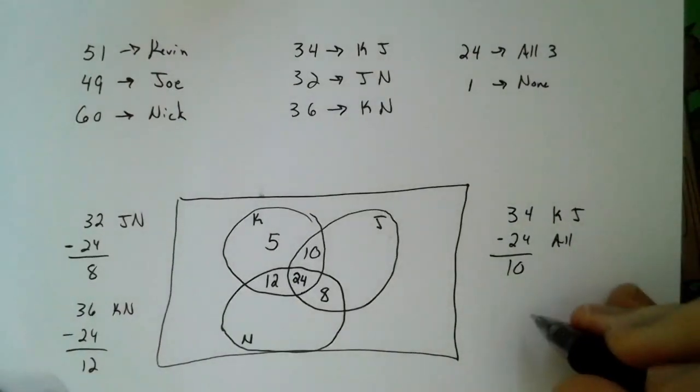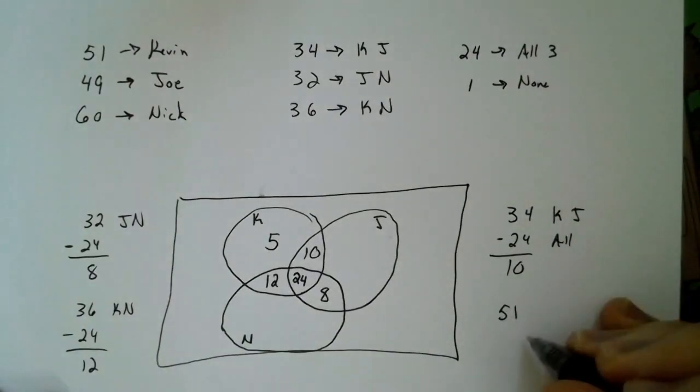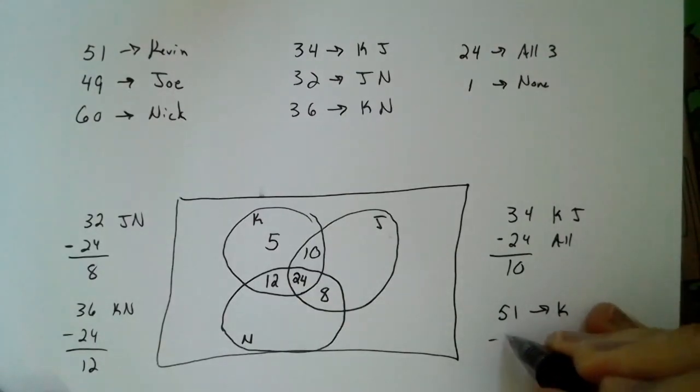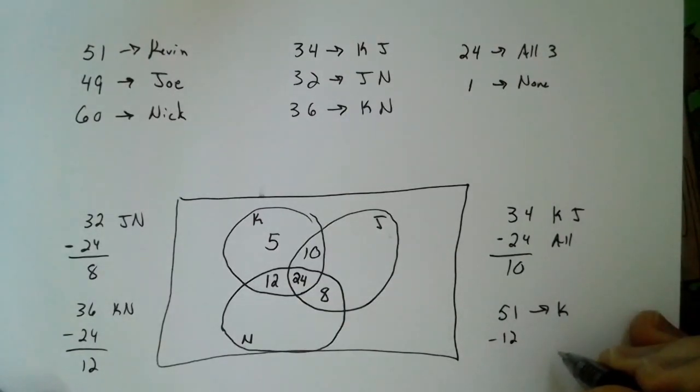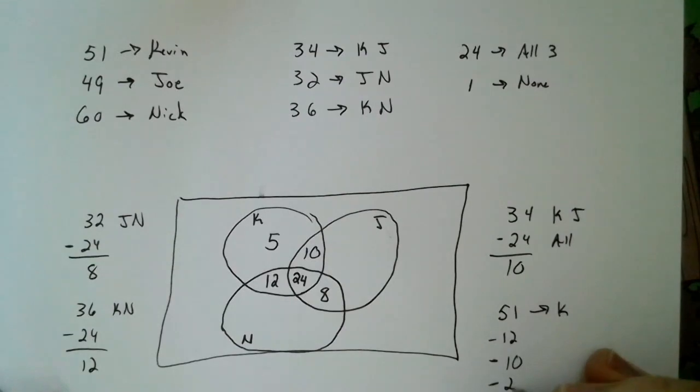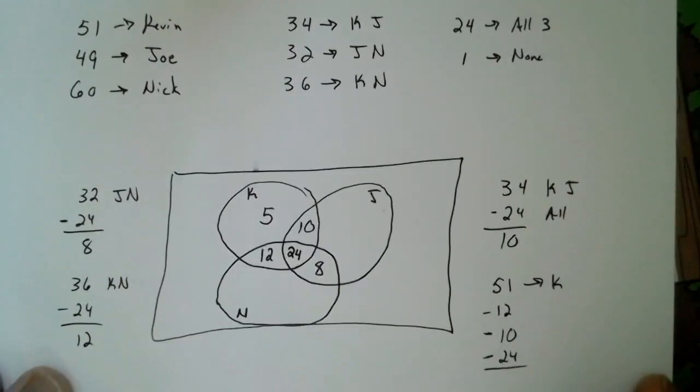So the way we did that was we said, well, there's 51 in the K circle, right? But we had to subtract the 12 for the Kevin and Nick. We had to subtract the 10 for the Joe and Kevin, right? And then we had to subtract the 24 for all 3, right? And that's how we got down to just this 5, right?